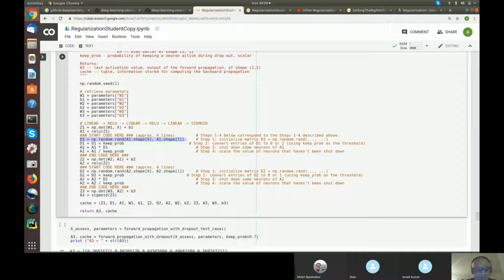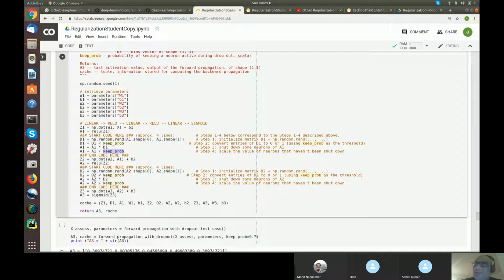So on average, if the keep probability is 0.8, around 80% of them will be lower, and those will be true, the rest will be false. Then we multiply the activations matrix with D1. And this was the part where Shantanu had pointed out.